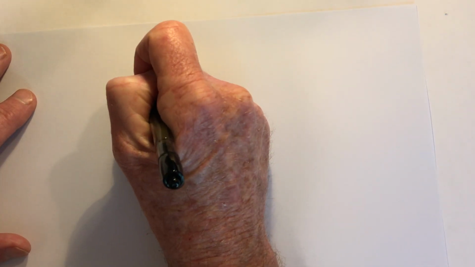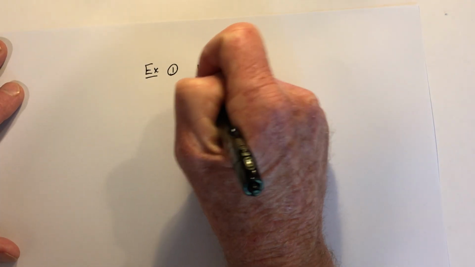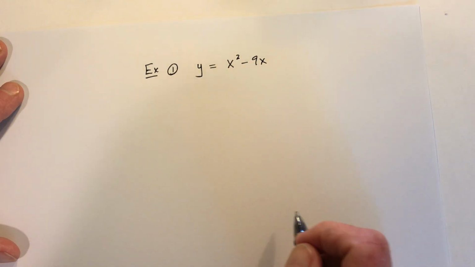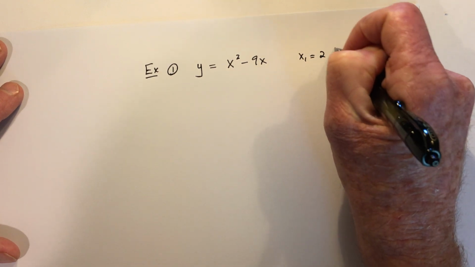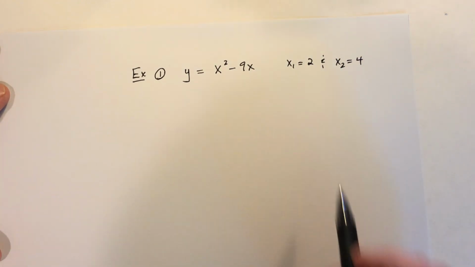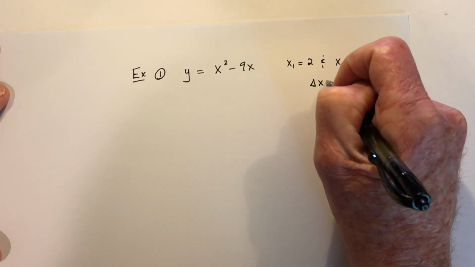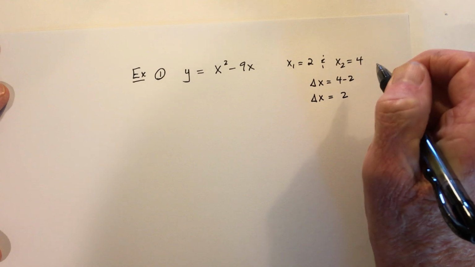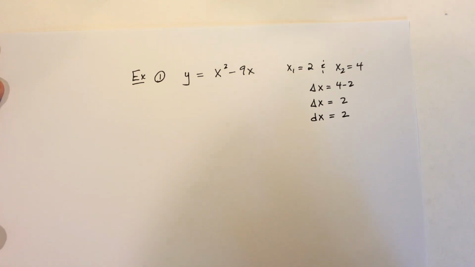All right, then for some examples. So for example number 1, suppose that you have a nice function like y equals x squared minus 9x. And then x1 is going to be a 2, and x2 will be a 4. So if you subtract these two, then we already know what delta x is. So delta x is just 4 minus 2. Delta x equals a 2. And because delta x and dx are always exactly the same, I already know what that one is. It equals 2 also.